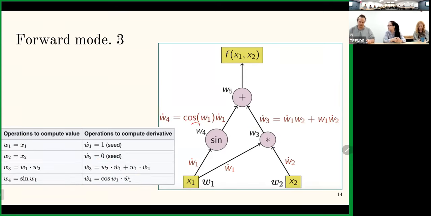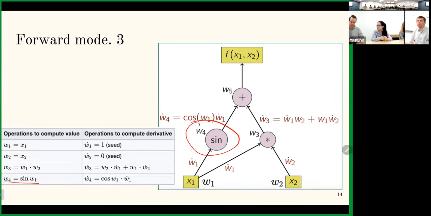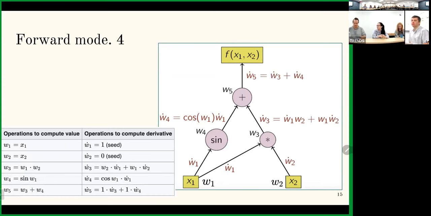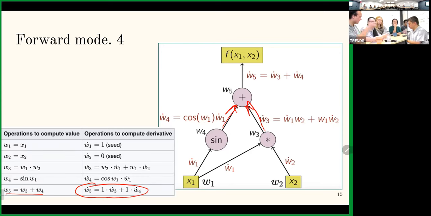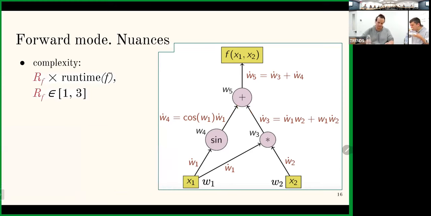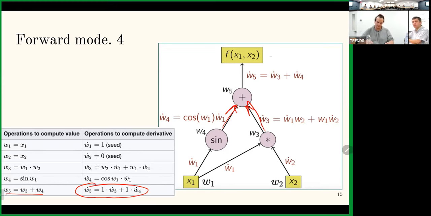Right. Next, we go to W4. It's the sine function. The value of the sine function is this. The derivative of the sine function is this. Okay. And finally, summation. We sum the results of W4 and W3 into W5. Quite simple. The derivative of summation is also known. Cool. So we calculated something. We calculated the value of the function, W5. This. And we calculated some value that corresponds to the derivative.